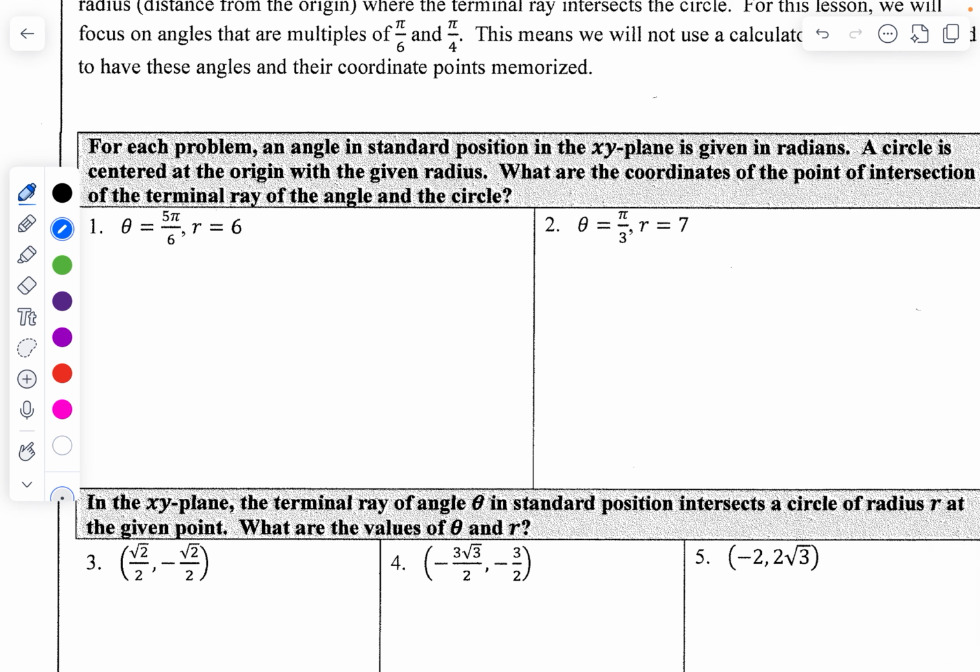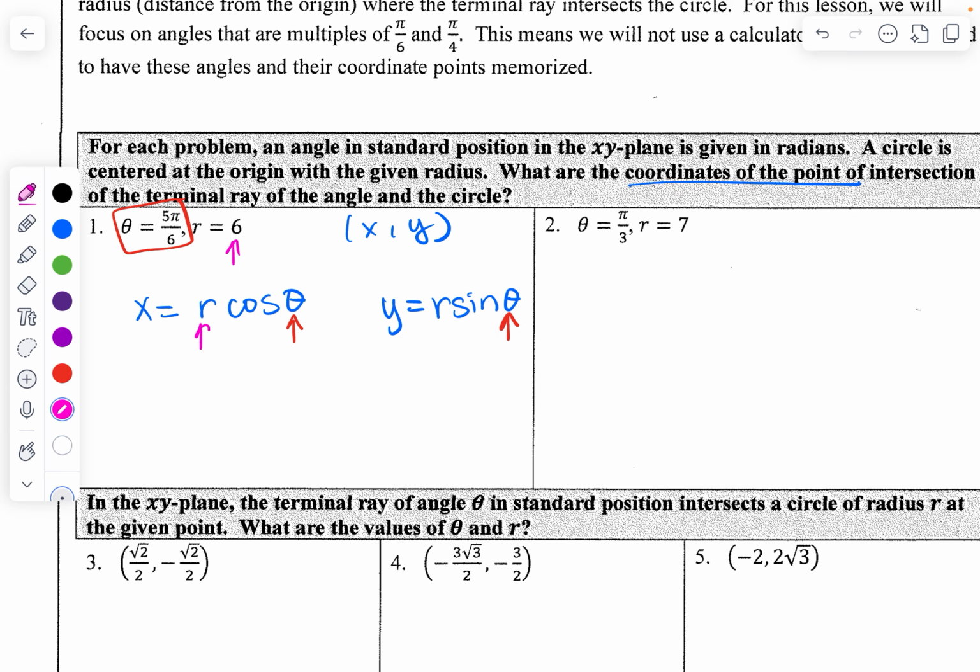So if I'm looking for the coordinate of the point of the intersection on the circle, I'm looking for x comma y. So if I'm looking for x, remember it's r cosine theta, and y is r sine theta. Well, here they're telling me theta is 5 pi over 6, so that's going to go right here for theta, and that r is 6, which is going to replace the radius. So we say 6 times the cosine of 5 pi over 6, and 6 times the sine of 5 pi over 6.